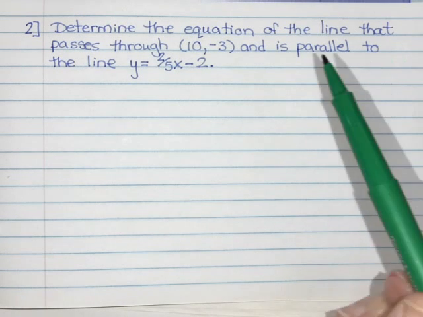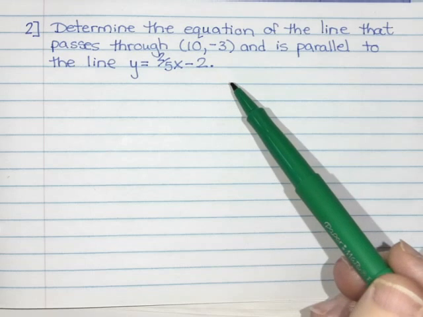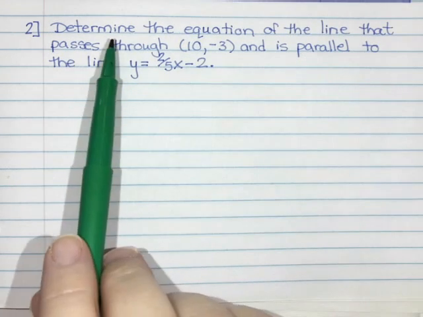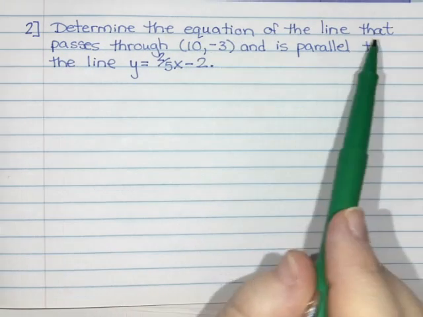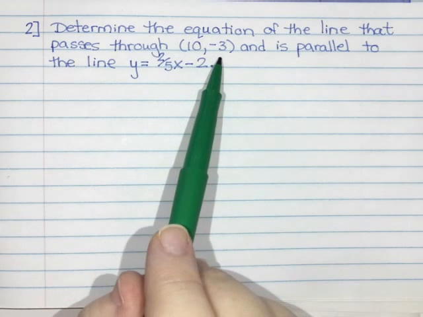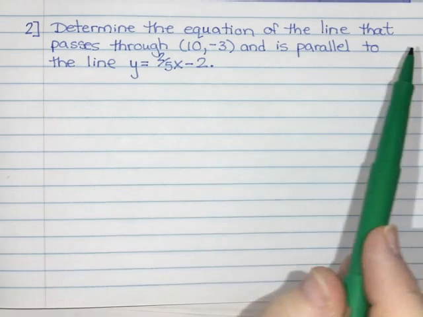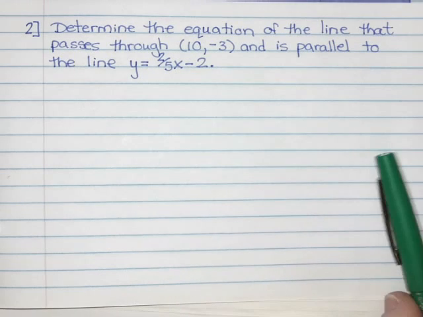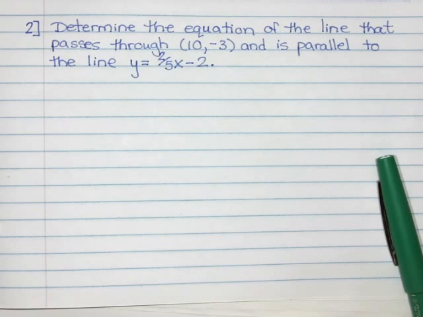This is part 4 of our video on parallel and perpendicular lines. And our question says, determine the equation of the line that passes through (10, -3) and is parallel to the line y equals 2/5 x minus 2.